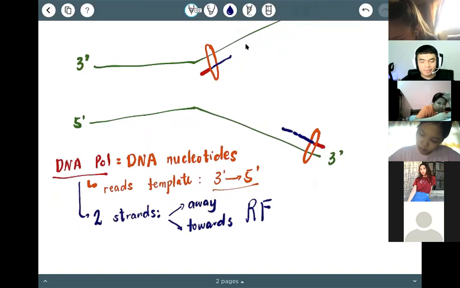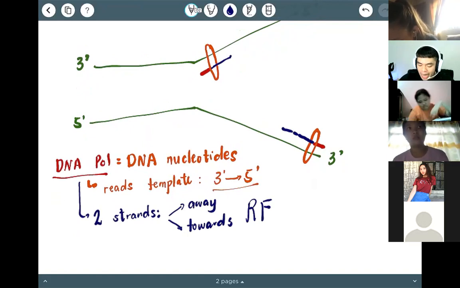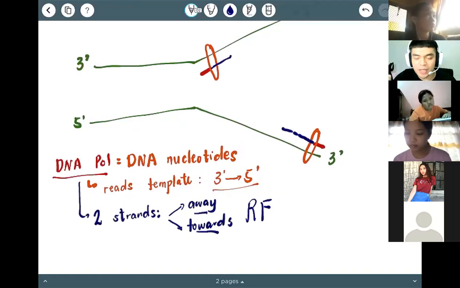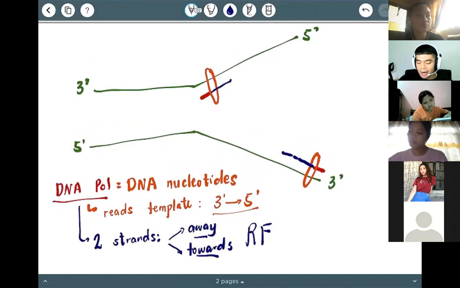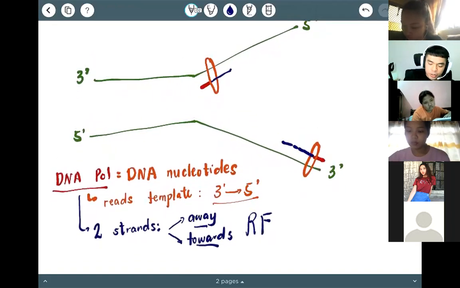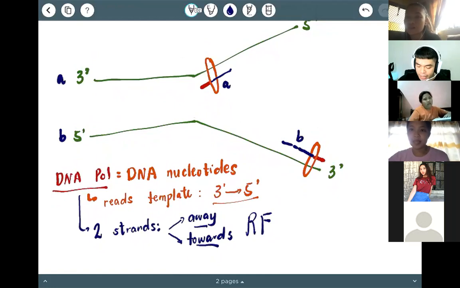O, recap ulit, baka naliligaw na po tayo. Gets ba bakit may away tsaka towards the replication fork dito? Okay, very good. Question, alin ang papunta sa replication fork? Yung letter A o yung letter B? Okay, letter B. And then yung away, it's letter A.